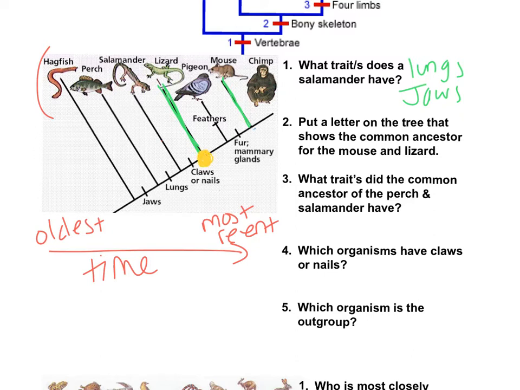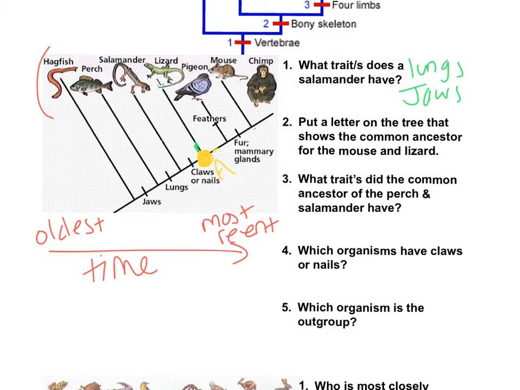Obviously, these two green lines that I drew are parallel, so they don't intersect. So I continue to follow the mouse back in time until I see where it reaches the lizard line. It says to put a letter, so I'll put a letter A there.